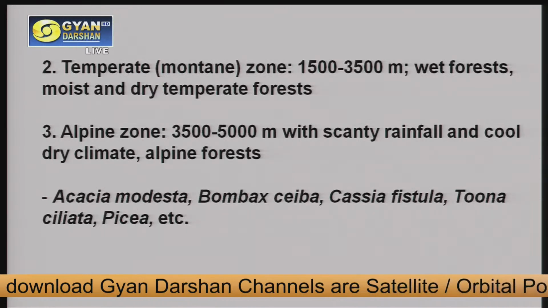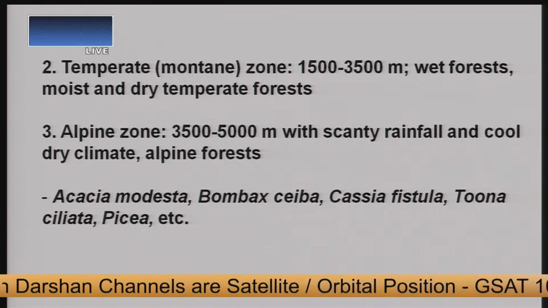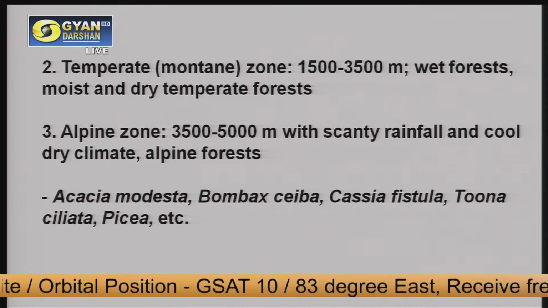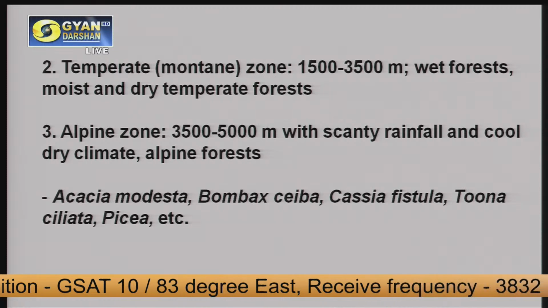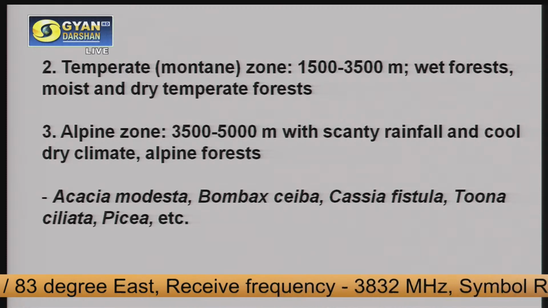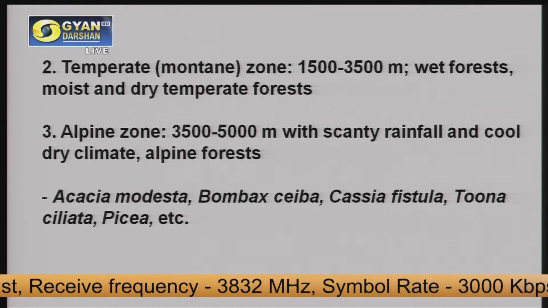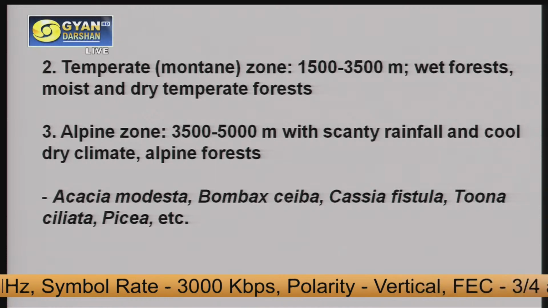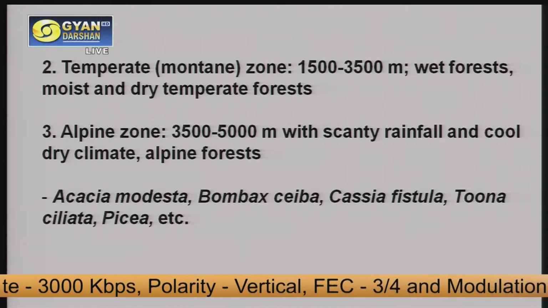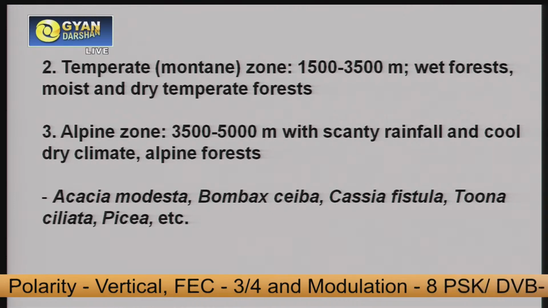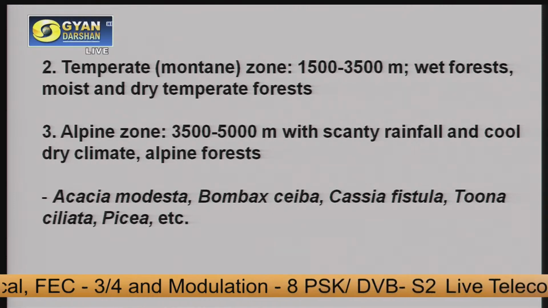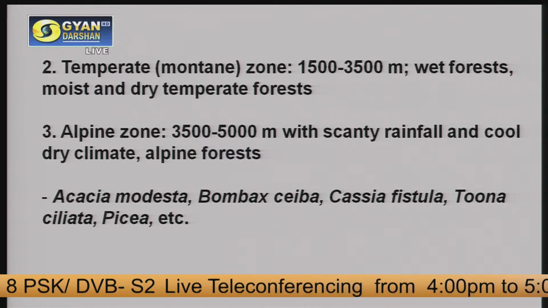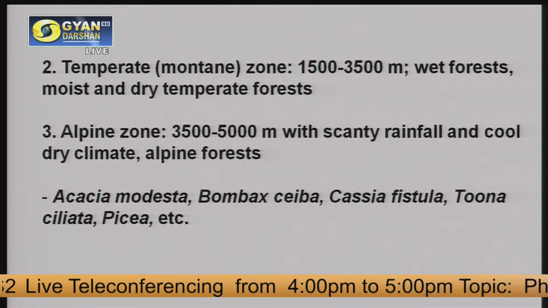Next, we come to the temperate or the mountain zone. So this is 1500 to 3500 meter, wet forests, moist and dry temperate forests. And finally, the alpine zone, that is further high in altitude, that is 3500 to 5000 meter, scanty rainfall, cool and dry climate, and mostly you have the alpine forests. Which are the typical flora that you find here, or the plant species? Acacia modesta, Bombax ceiba, Cassia fistula, Toona ciliata, Picea, etc.